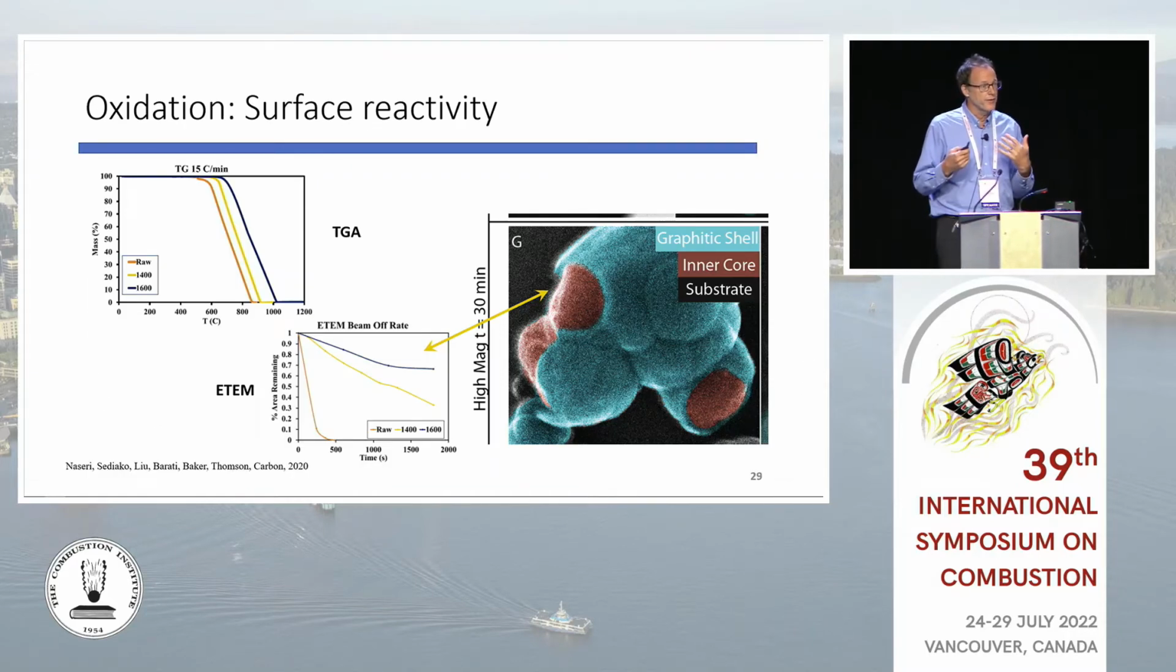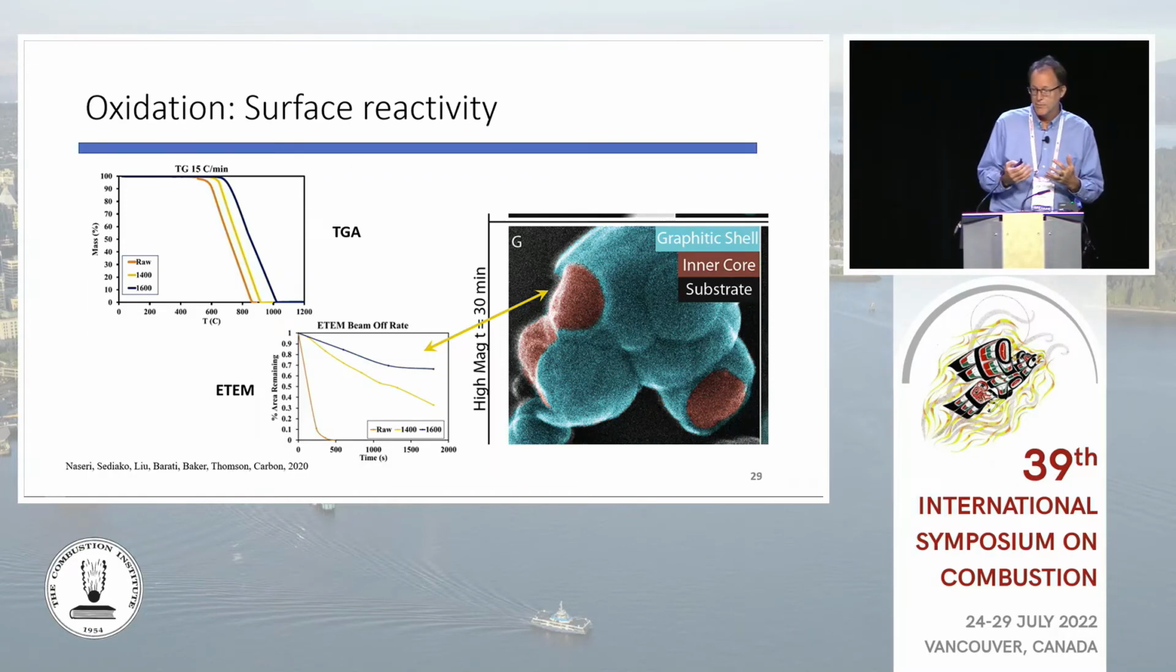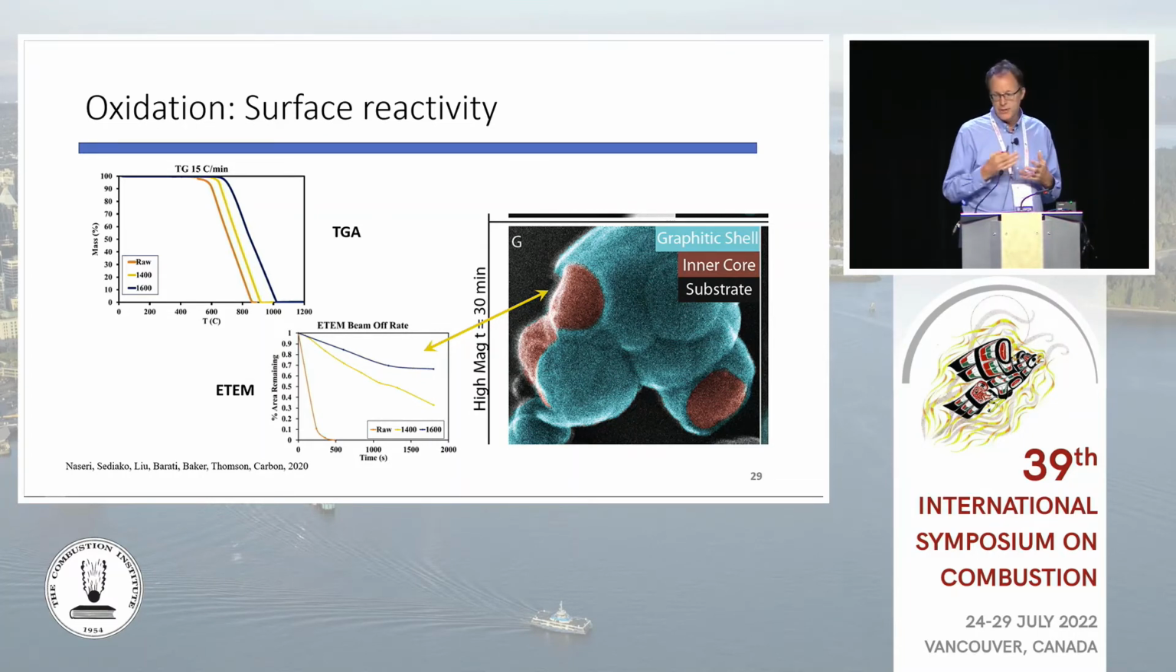And just to show you how important surface reactivity is, what we've done here is preheat a bunch of soot particles at various temperatures in order to induce graphitization and carbonization of the particles. And you see in a TGA that you have to go to higher temperatures to get the oxidation. So the surface reactivity is clearly changing.